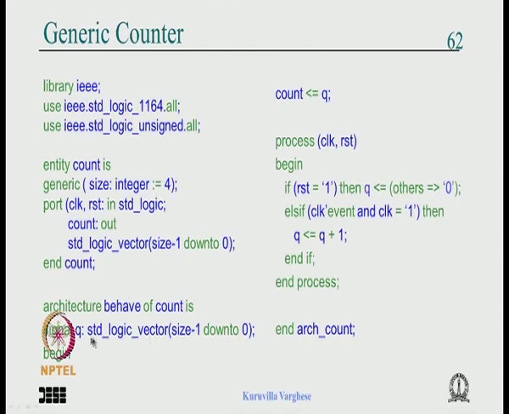Now we need a Q signal in the architecture declaration region. The same thing applies. Instead of a particular width, we say Q is standard logic vector size minus 1 down to 0. Count gets Q. The code is the same: clock, reset; if reset is 1, Q is 0, otherwise on the clock Q gets Q plus 1, end if, end process. That is the code for a generic counter.